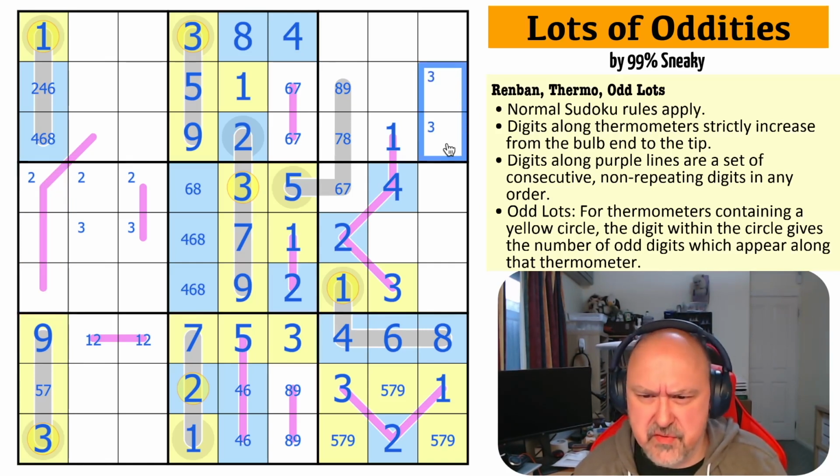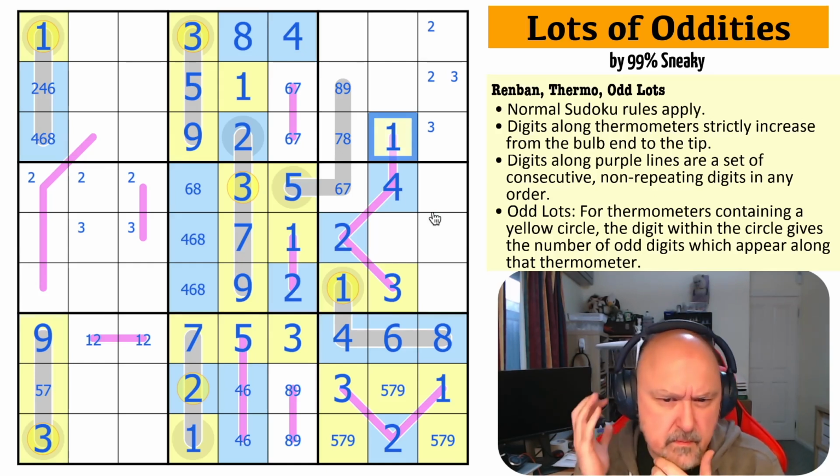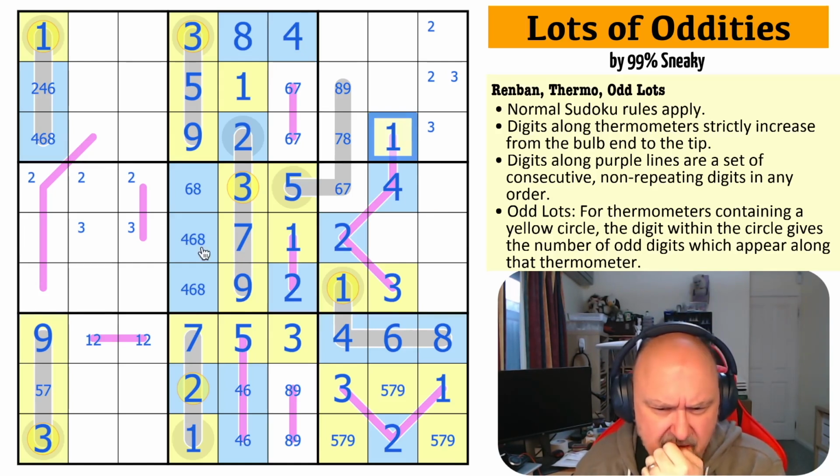Three is in one of those two. 2 is in one of those two. This is odd, by the way. I feel this is doing work, but I can't see it.